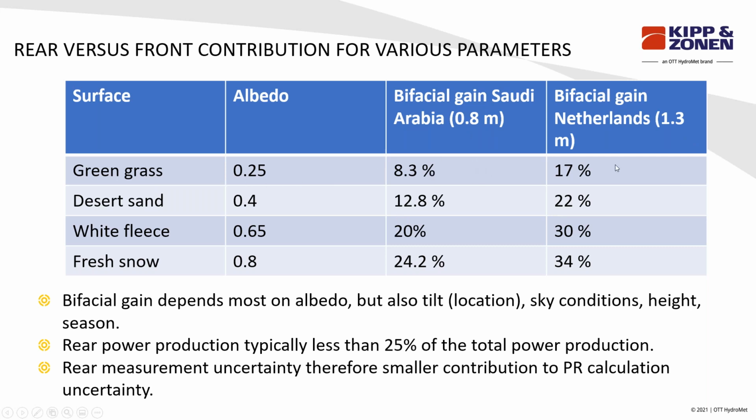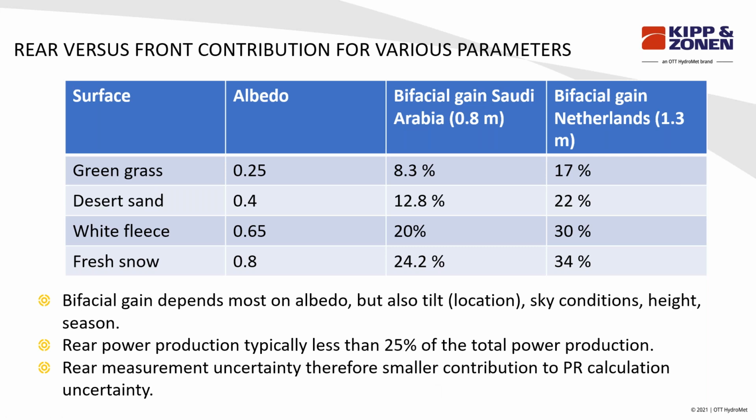you have lower bifacial gains than for fresh snow. And what we can say, if we go to a quite optimal situation where we have white fleece on the ground in the Netherlands at a mounting height of 1.3, we see roughly 30% bifacial gain. That means that approximately 25% of the total power production comes from the rear side.